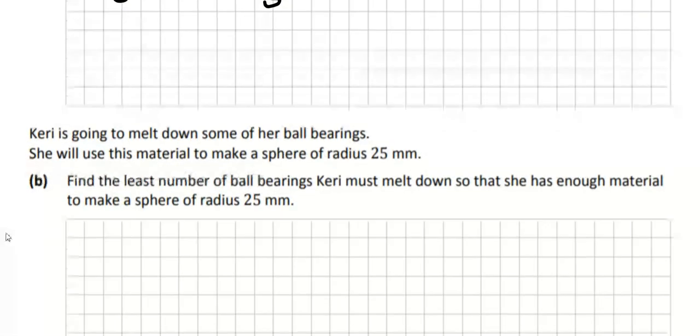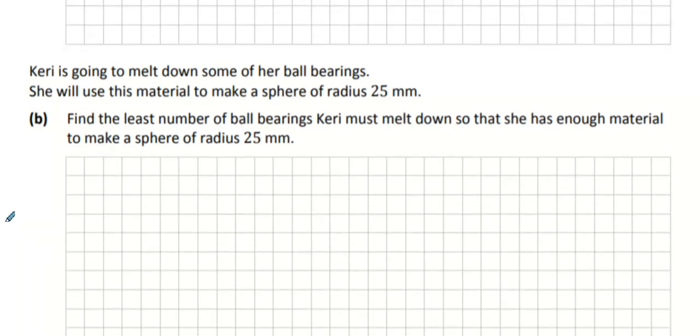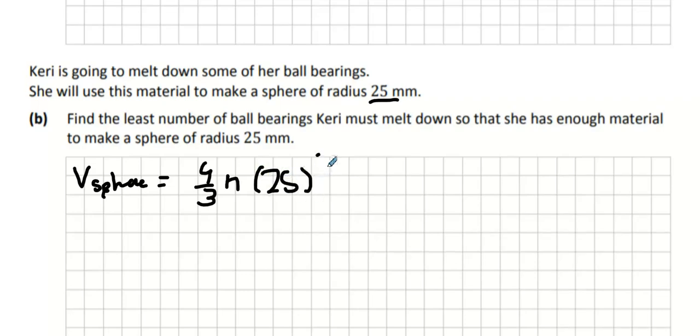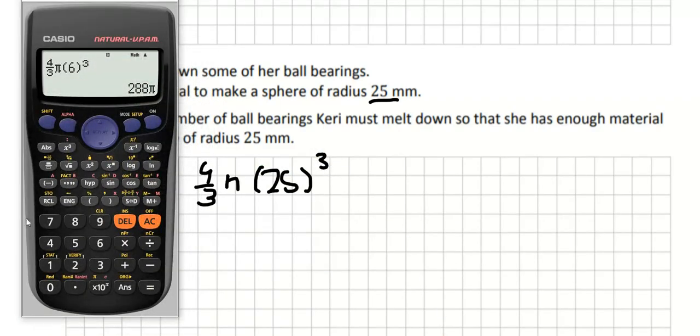Now, Kerry's going to melt down some of her ball bearings. She will use this material to make a sphere of radius 25 millimeters. Find the least number of ball bearings Kerry must melt down so she has enough material to make the sphere of radius 25 millimeters. So I'm going to find out the volume of this new sphere in terms of pi. So the volume of the new sphere is going to be 4/3 pi r cubed, so it's going to be 4/3 pi times 25 cubed.